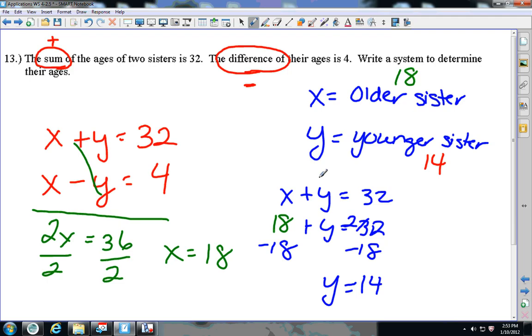Okay? Sometimes you don't need to do this part right here if you can figure it out from what the sentence says.